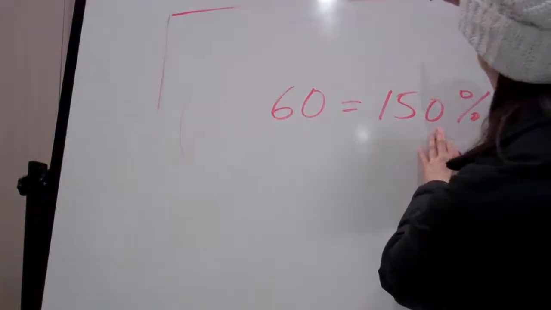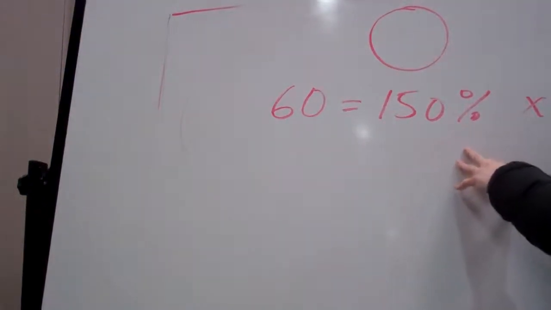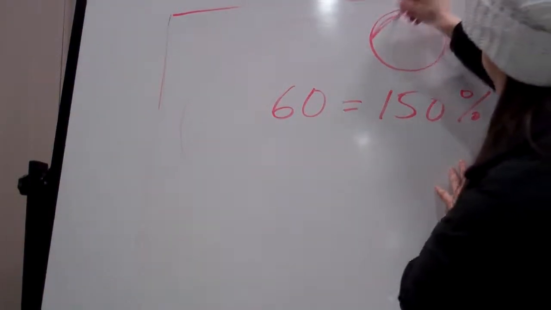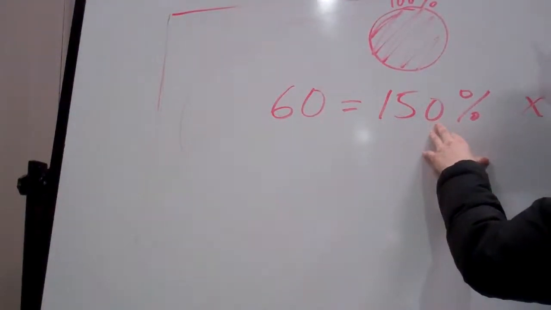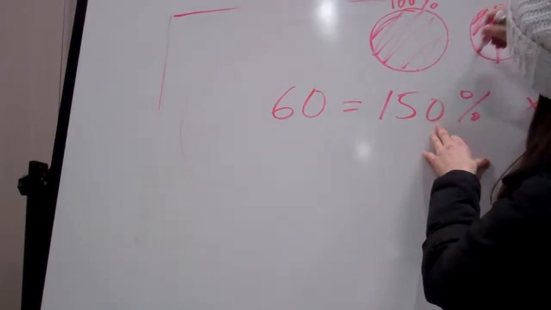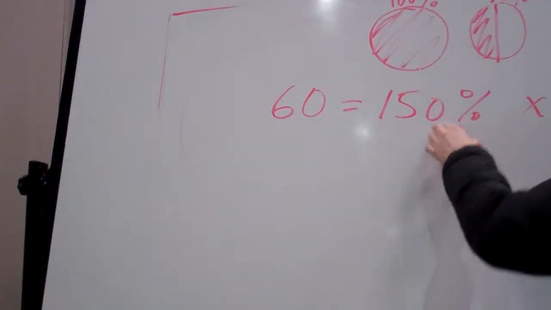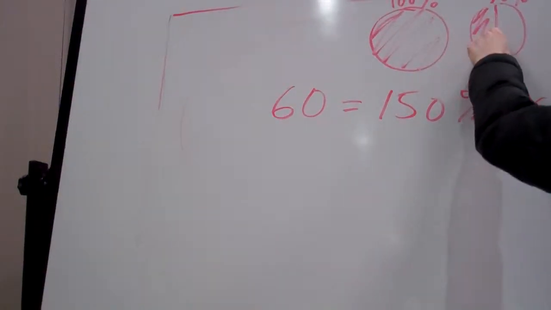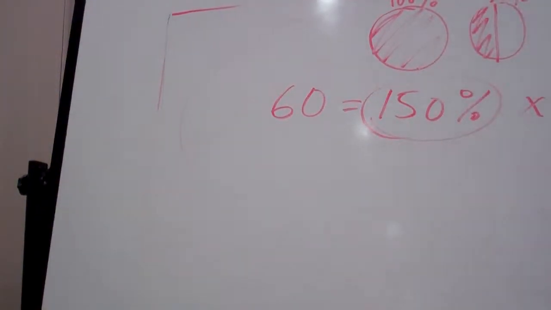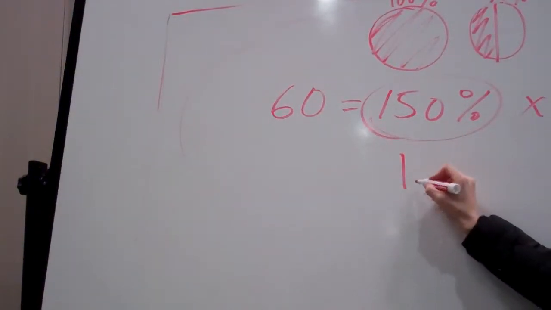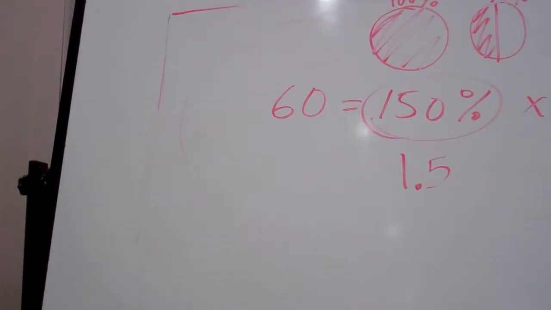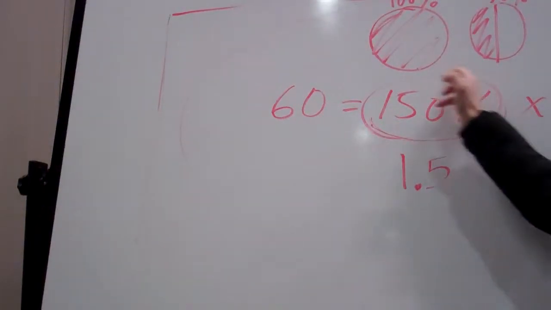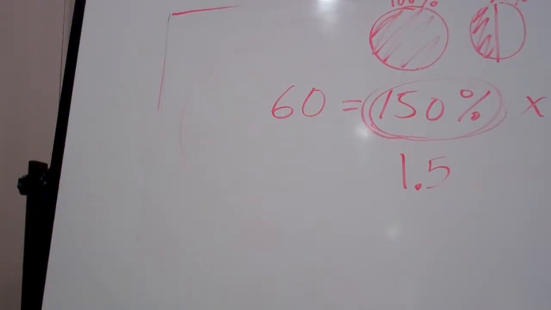If I have 150%, how much does a whole circle equal? 100%. So this one's 100%. And then how much percent do I have left? 50. Okay? 50%. So I have 1 whole and a half. So this becomes a decimal number. 1 whole and a half. Does everybody understand that? You have to. Anytime you have a percent in a problem, you have to change it into a decimal. Okay?